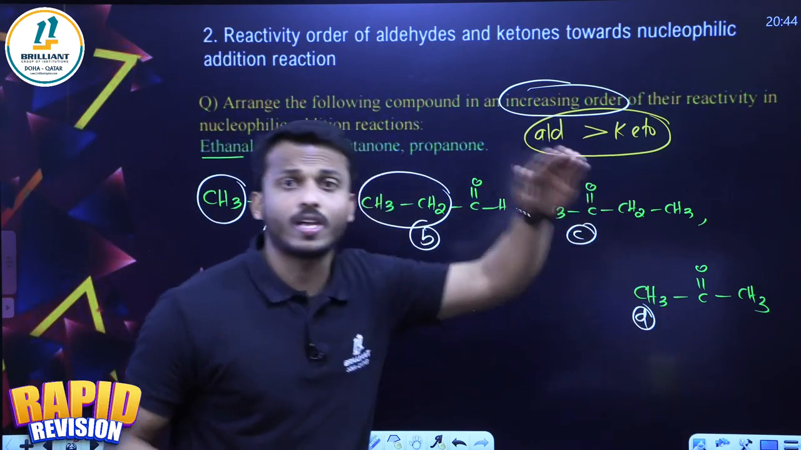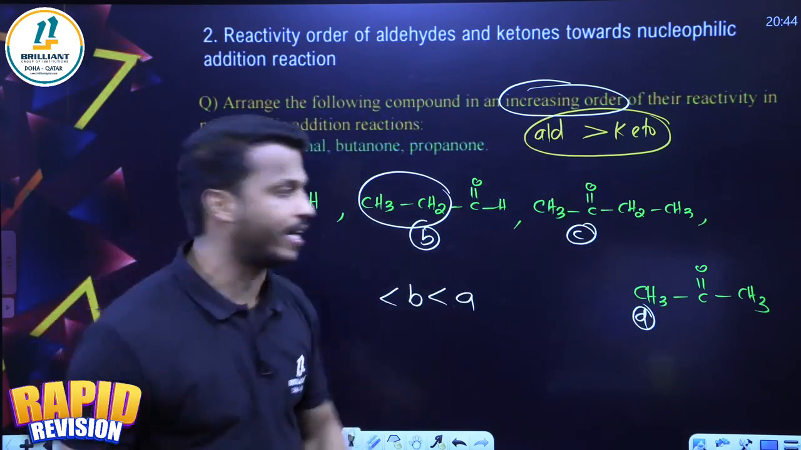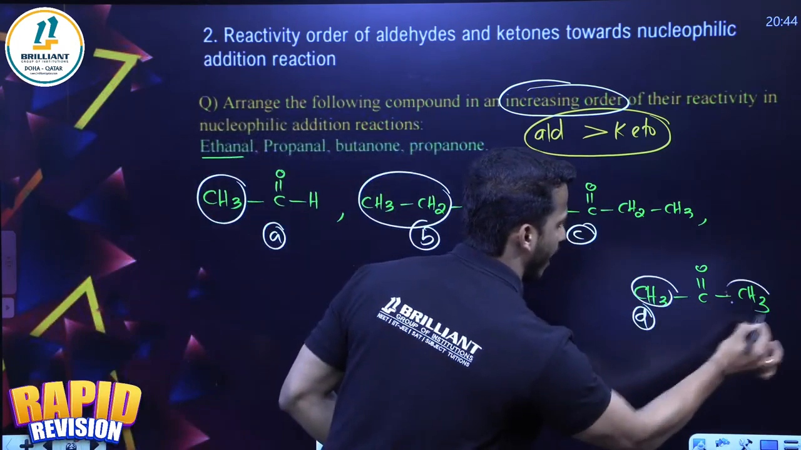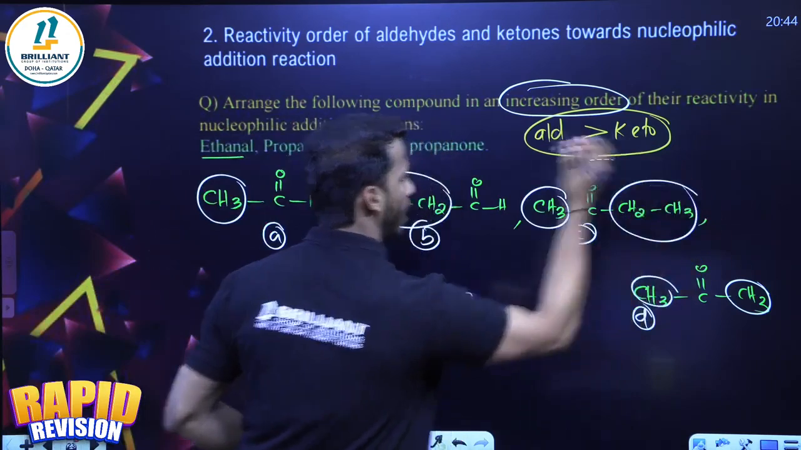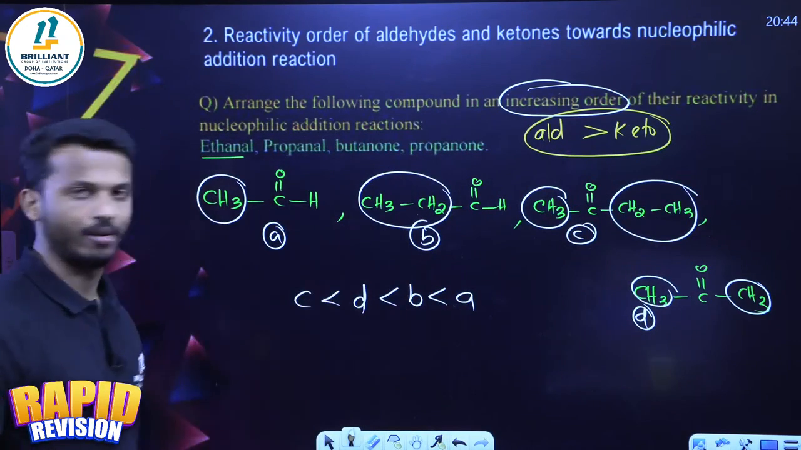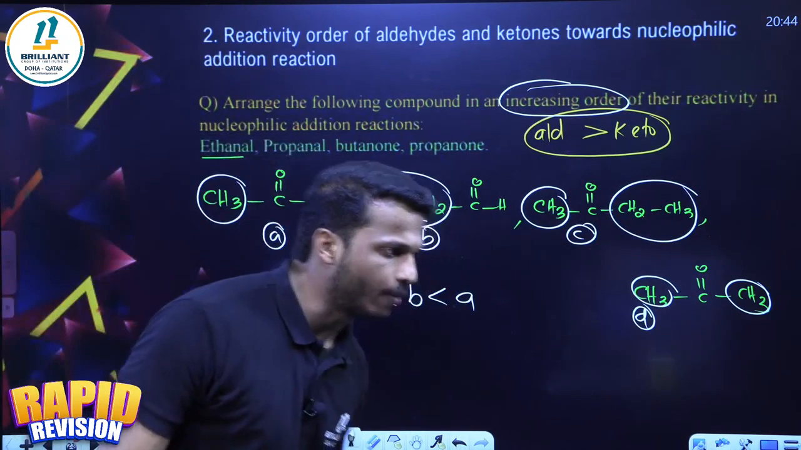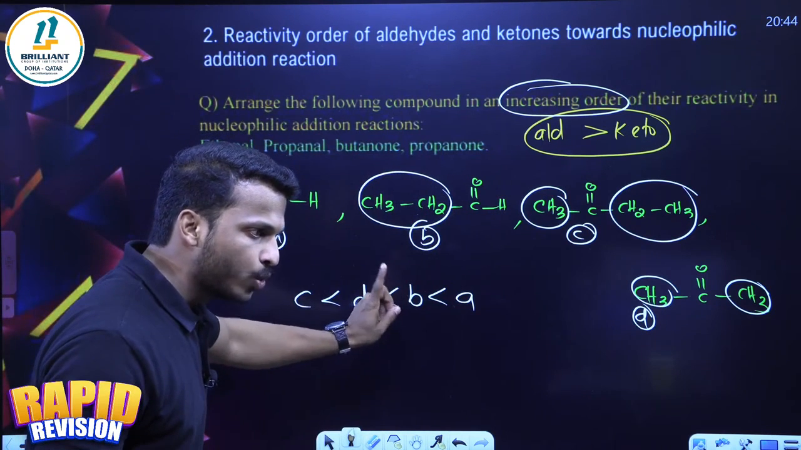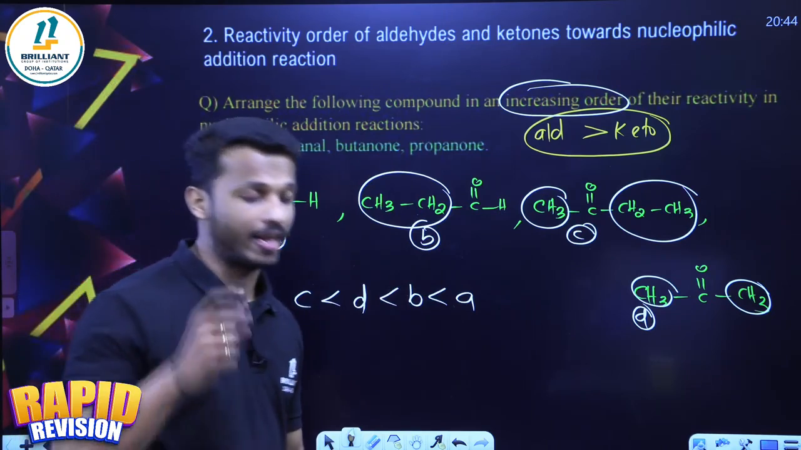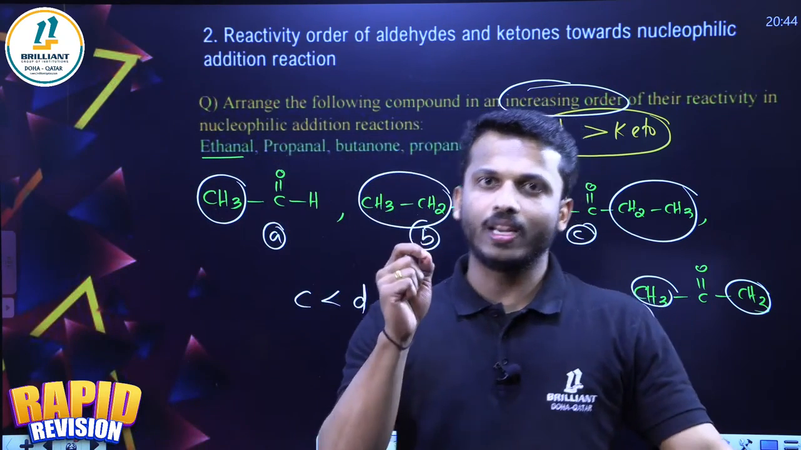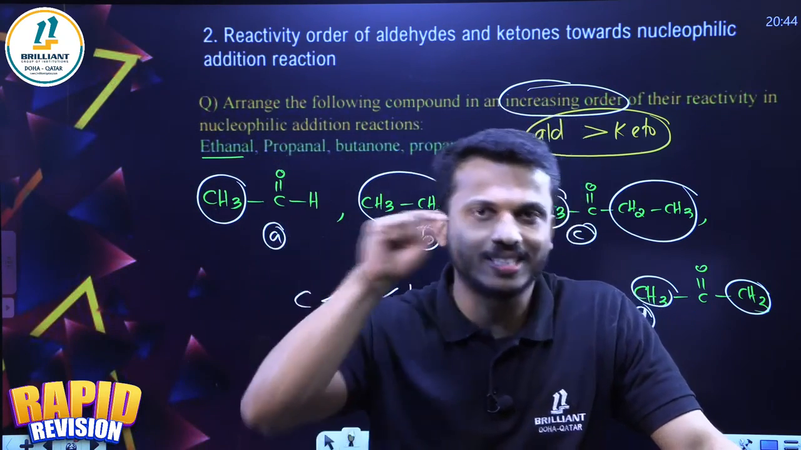Among C and D, both are ketones. Among that, which one has less steric hindrance? It is D, right? Because only two small groups are there. And here you can see two bulky groups are there. It is least reactive. So this is the correct order. Hope you have already given 1, 2, 4, 3. Yes, correct. Dear all, again I am repeating, don't write just the answer.